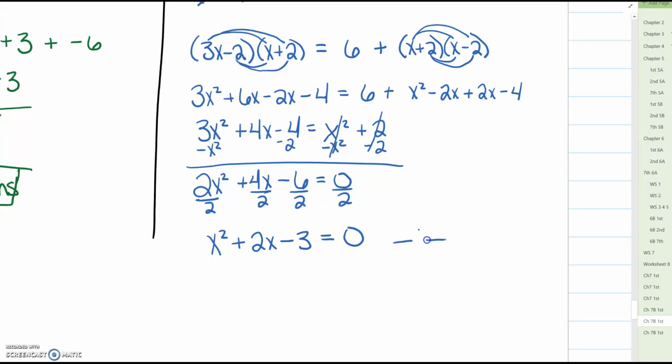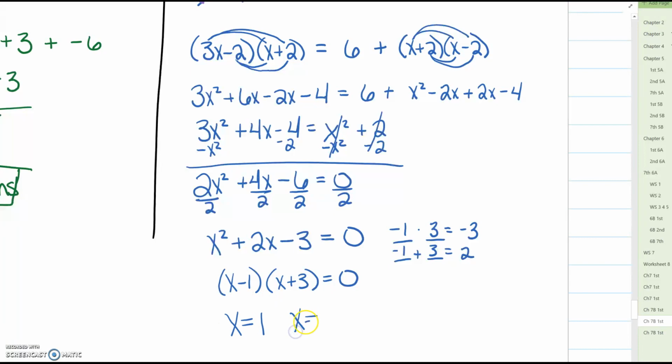So now we're looking for two numbers that multiply to give us negative 3 and add up to 2. It has to be 1 and 3. Which one needs to be negative? The 1 needs to be negative. So x minus 1 times x plus 3 equals 0. What are our solutions to this factored function? X equals 1, x equals negative 3.